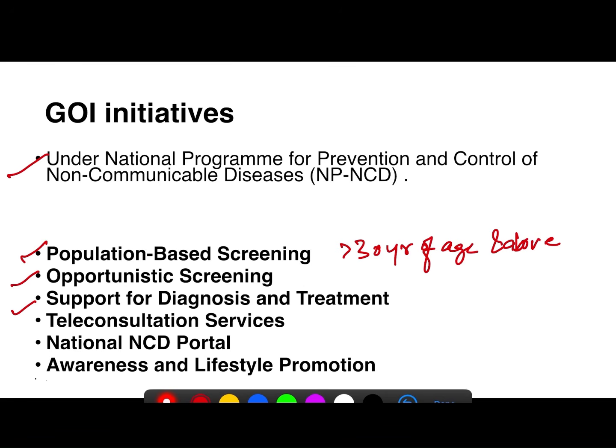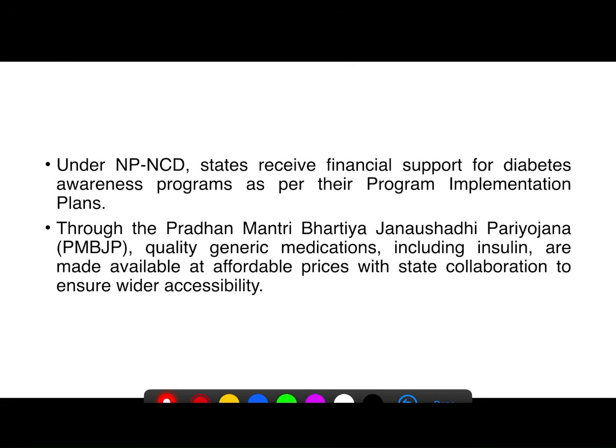There is support for diagnosis and treatment. There is a provision of teleconsultation services. There is a national NCD portal for the monitoring of various NCDs, and there is awareness and lifestyle promotion. So there is an interministerial effort to promote awareness regarding the various non-communicable diseases and encourage healthy lifestyle choices. Under the national program, the states also receive financial support for diabetes awareness programs as per their program implementation plan.